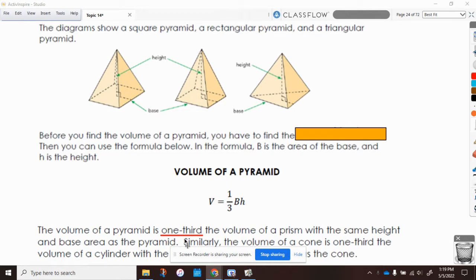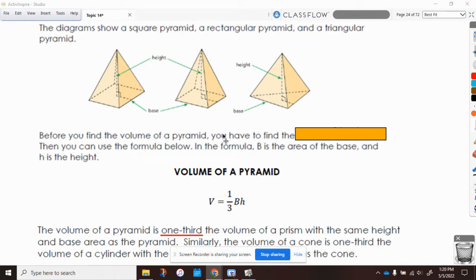Okay, we're looking today at the volume of a pyramid. A lot of this section I think is going to remind you of topic 14, section 1, where you have to find the area of the base and then multiply it times stuff. That's exactly what we're doing.